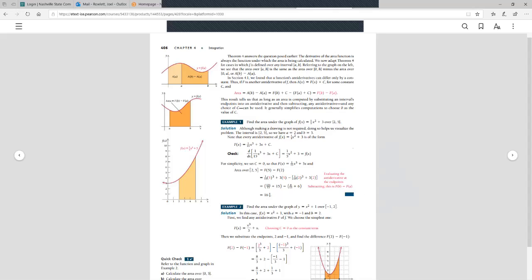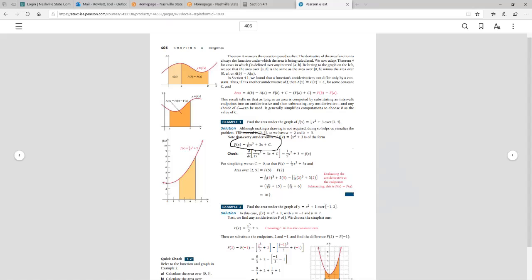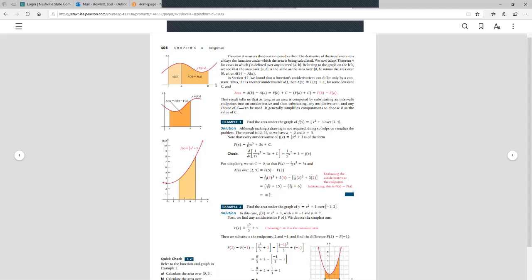Now what they did was they said, well, we know that capital F of x, the antiderivative, has to be 1/15 x cubed plus 3x plus c. They knew that because the derivative of capital F of x would have to give you 1/5 x squared plus 3. To me, that is not a fun exercise. So go ahead and do the antiderivative and then subtract the difference, F of b minus F of a.